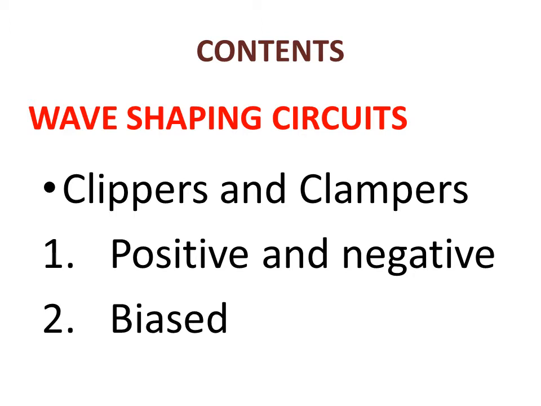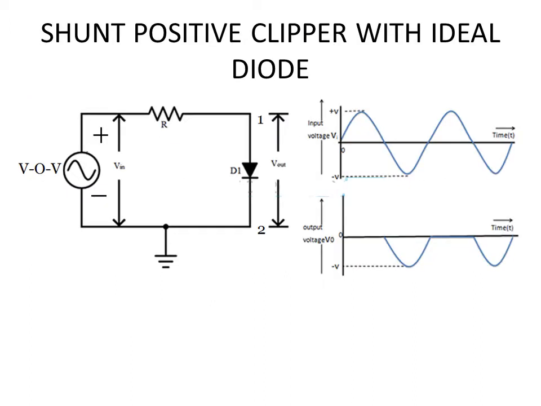And in each of these cases, we will be discussing positive, negative and biased circuits separately, which means we are going to see how we can construct a positive clipper, negative clipper and biased clipper, and a positive clamper, negative clamper and biased clamper. So we'll begin with the clipping circuit.